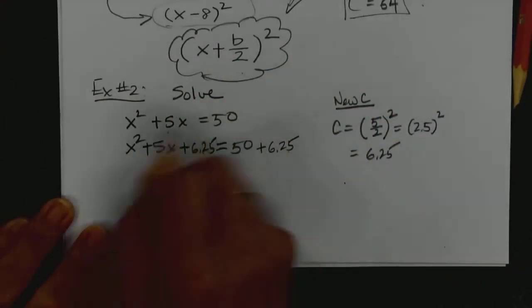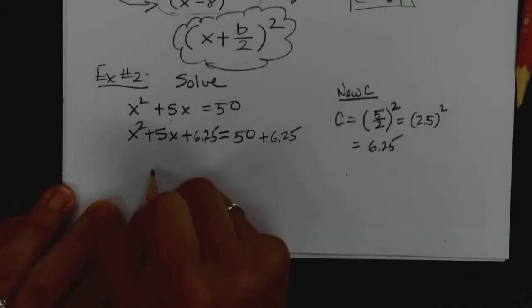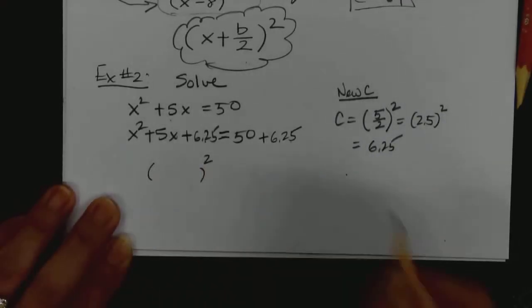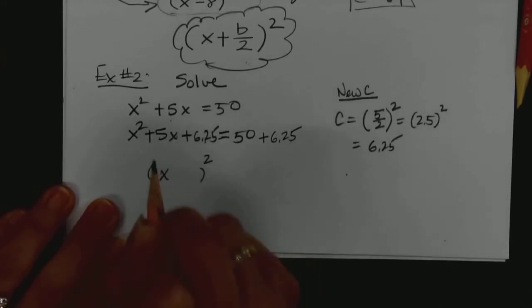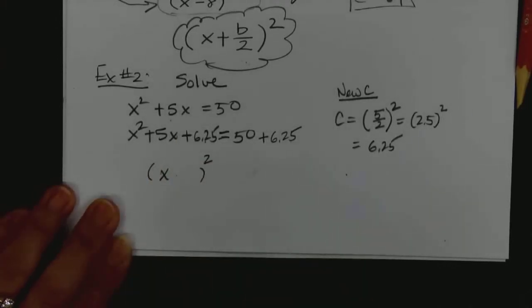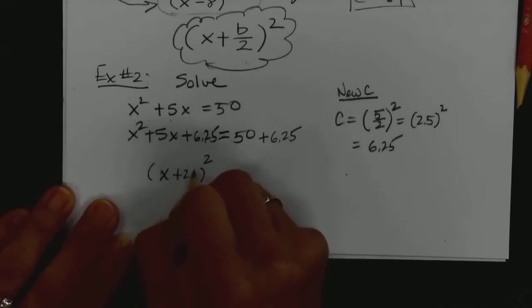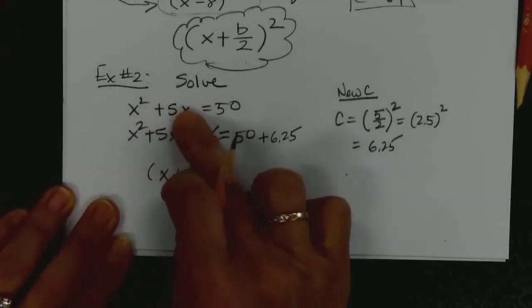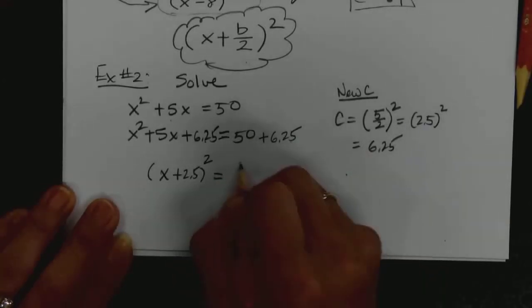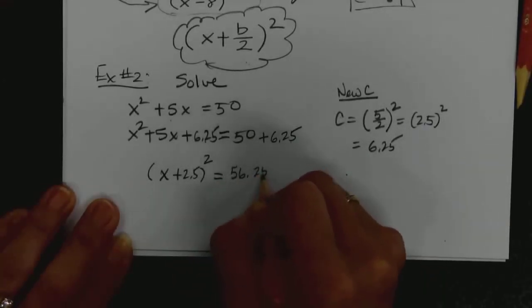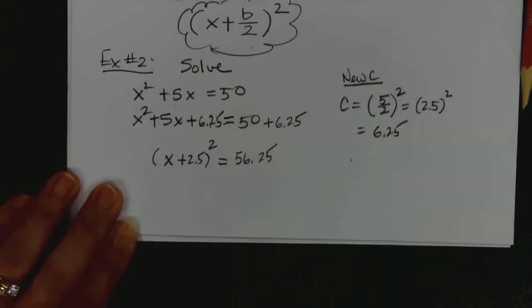Now I'm going to factor this. What do we say the factor was? X plus half the B. What was half the B? 2.5. So this becomes 2.5. So when I factor, this is what you get. Okay? And that's equal to 56.25, because you add those two together.